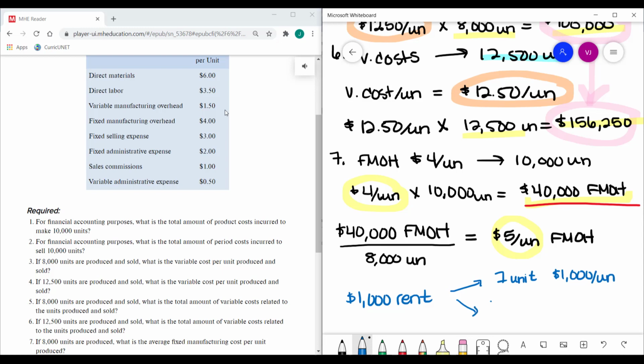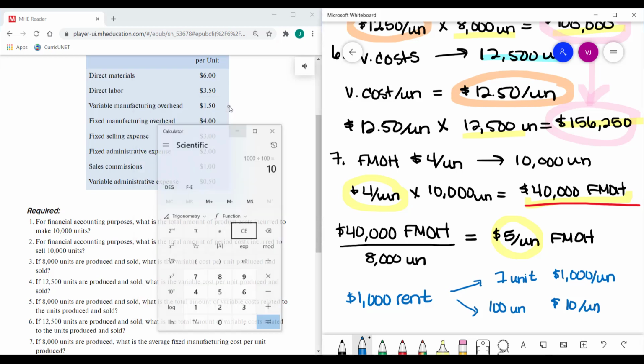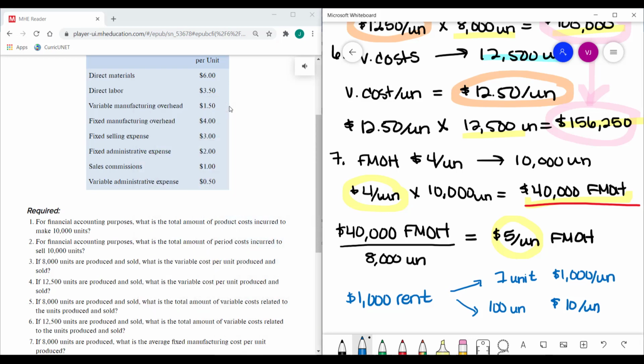But what if I make 100 units in a given month? What does my rent come out to per unit produced? Well, then it comes out to only $10 per unit, all right? Because if we take $1,000 of rent and divide it by 100 units produced, then that's a lot better, right? We're spreading out that cost of rent amongst more units produced. Because why do you rent a building? So you can produce, right? Operate the business.